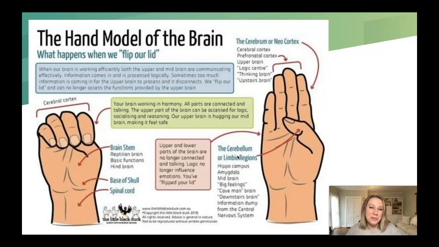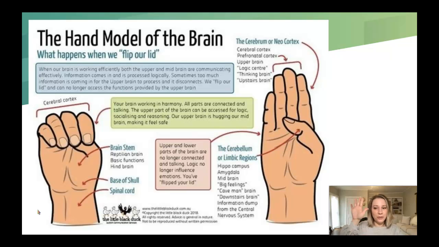So at the beginning of this presentation, I said that while the medical model asks, what's wrong with you? The trauma-informed model asks, what happened to you? And the trauma-responsive model asks, how did you adapt in order to survive? I want to spend a little time here sharing about how trauma impacts the brain.